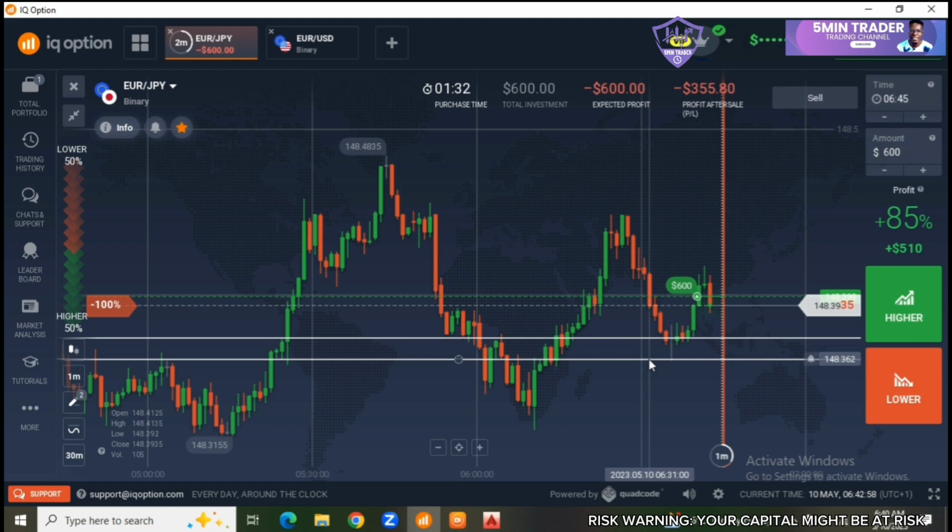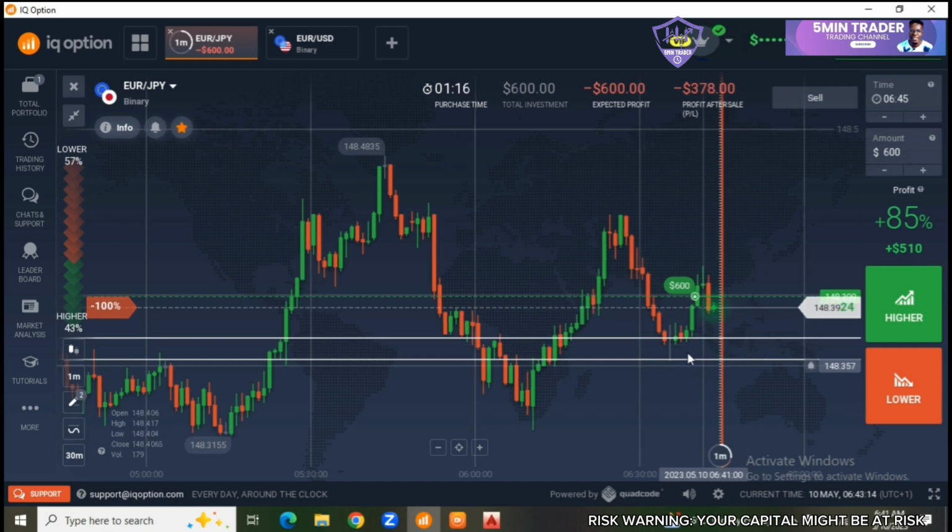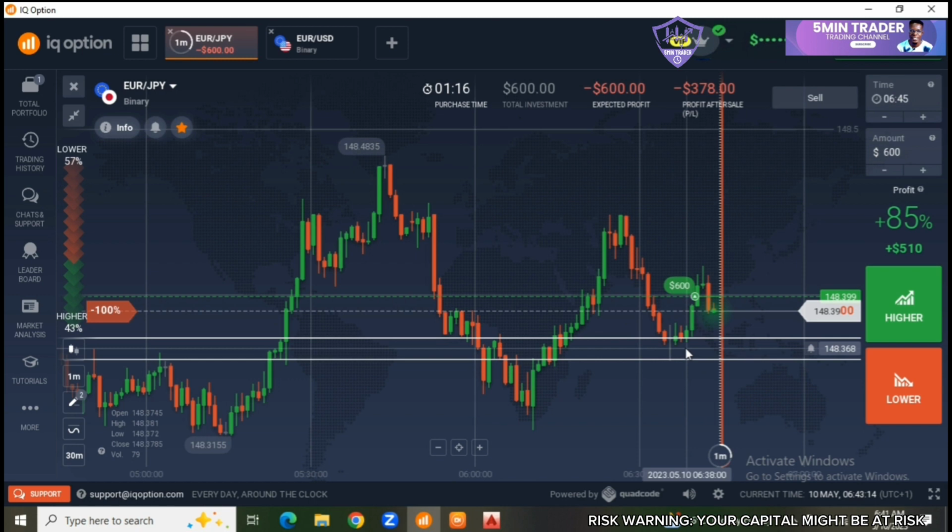So you can see that this is a very important level. We have the weaknesses, we have this. We can also trust that since we have these weaknesses and it's a very important level, these buyers are going to win the fight here. So that was why I've placed this trade.